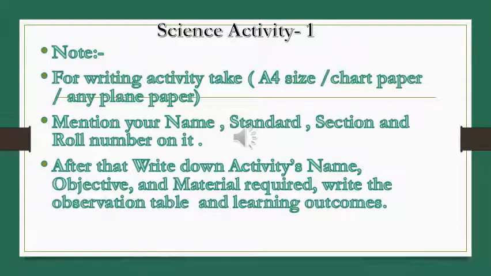Now before starting the activity, let's note down some important points. You have to write down the activity on A4 size paper, chart paper or any other plain paper. Don't forget to mention your name, standard, section, roll number on it. After that you have to write down the activity's name, objective and material required. Write the procedure along with the observation table. Do the activity and at the end of the activity you have to write the learning outcomes as you used to do in the science practicals.